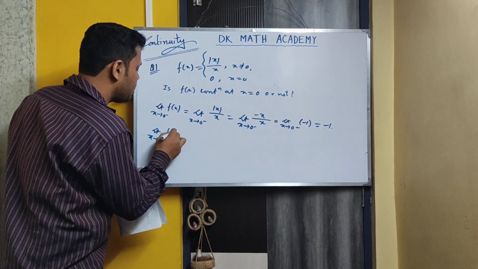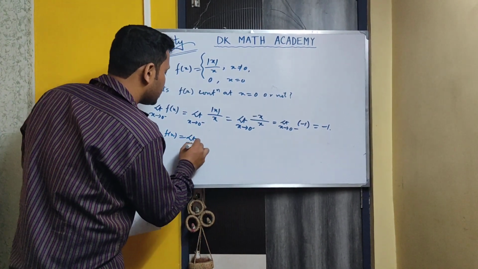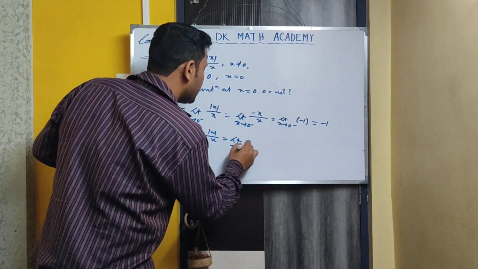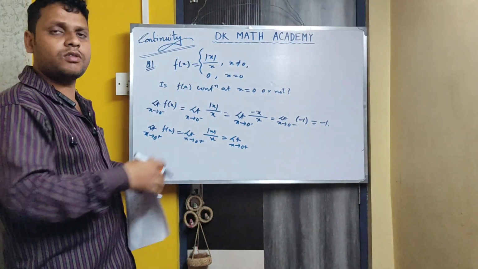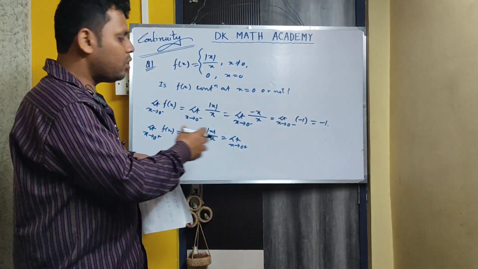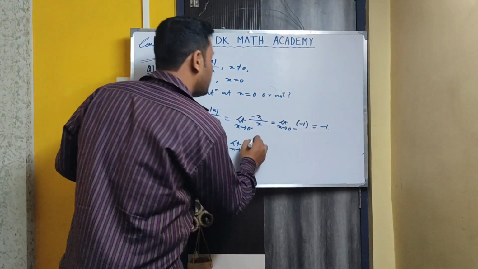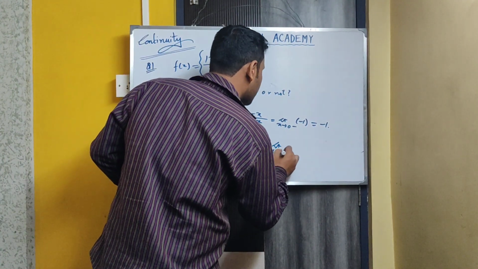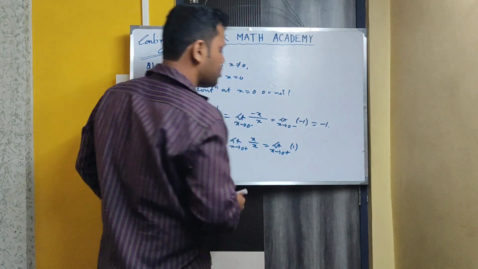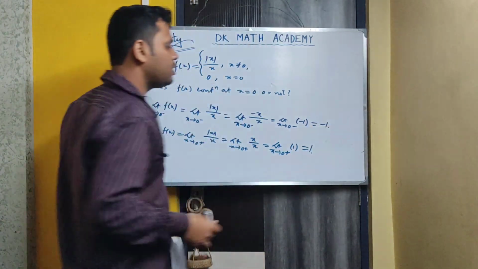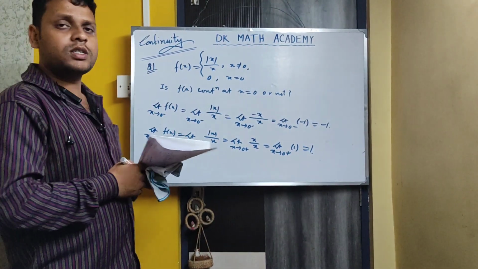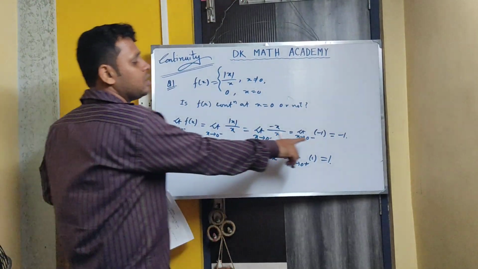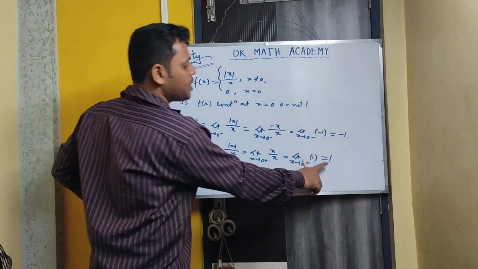And the right limit, x tends to 0 plus of f(x), equals the limit as x tends to 0 plus of |x|/x. Here x goes to 0 from the right side of 0, so all x are positive, so |x| will give x, and this is x. So the limit as x tends to 0 plus of 1, that means 1, a constant. The limit of a constant is that constant itself. So we see that the left limit is minus 1, the right limit is plus 1.